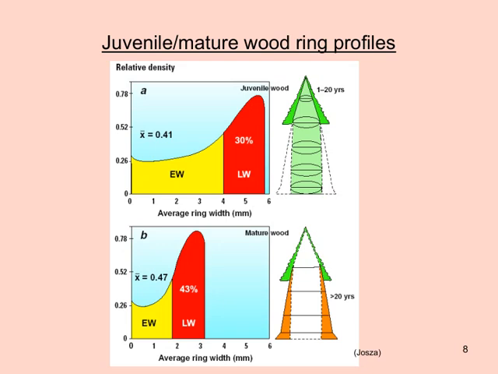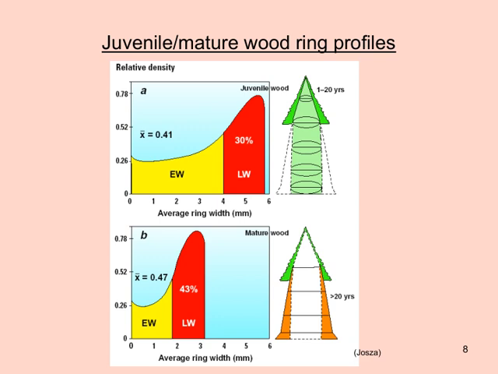Let's take a closer look at juvenile and mature wood ring profiles, as shown here. These profiles are really insightful because they help us understand the growth history and the characteristics of the wood. Juvenile wood, which forms early in the tree's life, typically has different ring patterns compared to mature wood. For example, juvenile wood often shows wider growth rings and less organized cell structures, which can influence the wood's strength and workability. On the other hand, mature wood, developed later in the tree's life, usually displays tighter, more consistent rings with better defined cell organization.